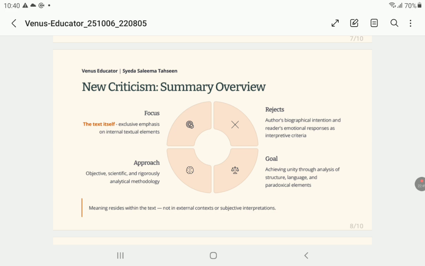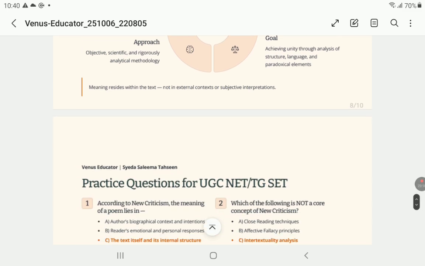Next we have goal. What is our goal? Achieving unity through analysis of structure, language and paradoxical elements. Here you are not supposed to do anything with the writer. Here you are just dealing with the form, the language, the figures of speech used, the symbolism, the imagery. Okay, so this is what we are going to majorly focus on.